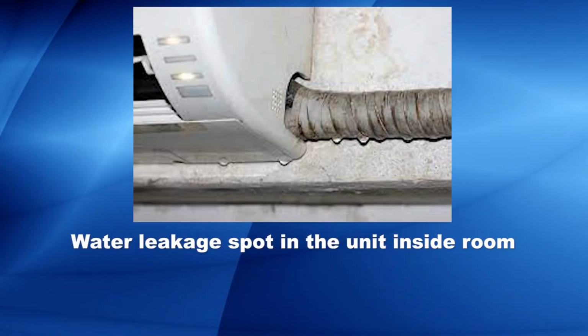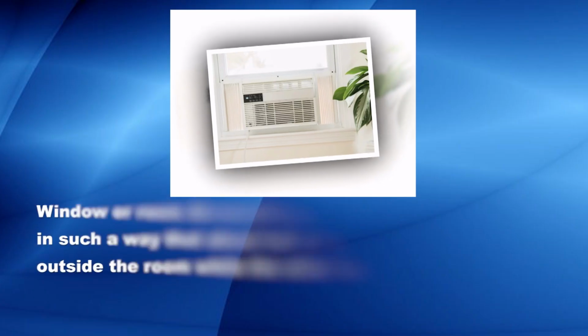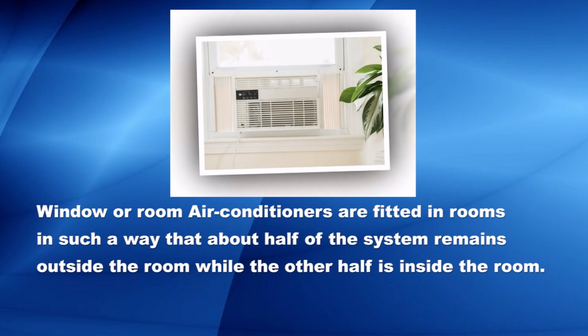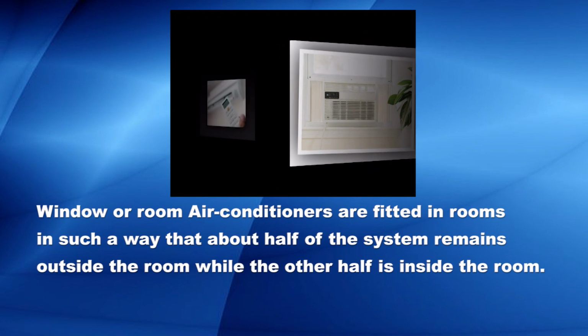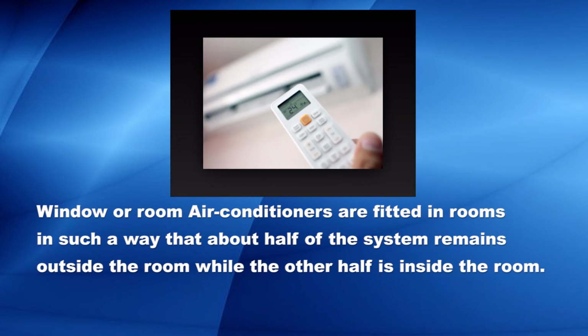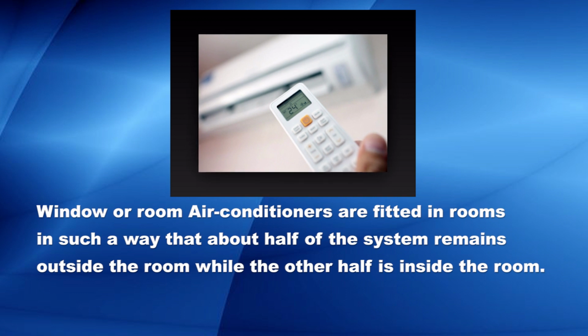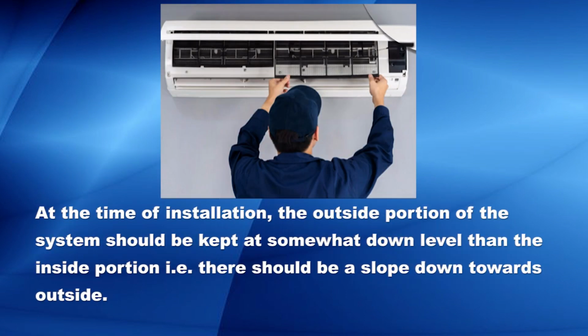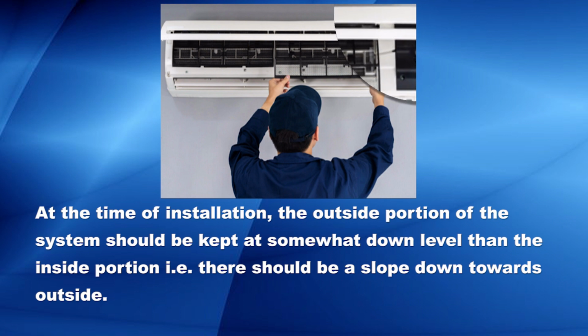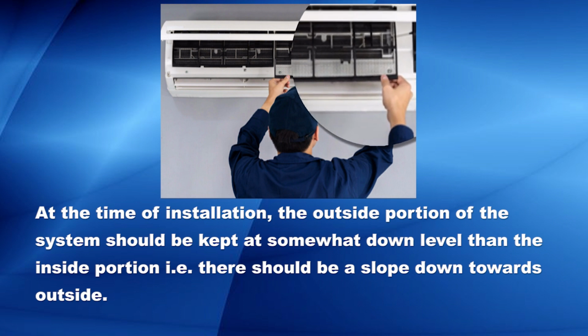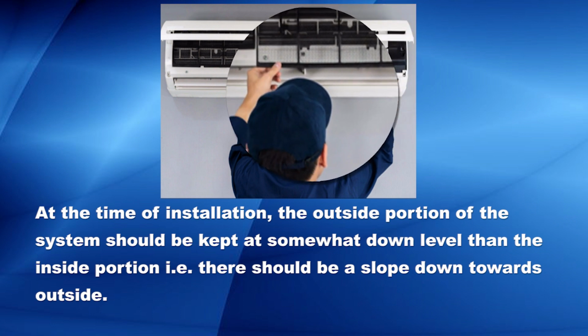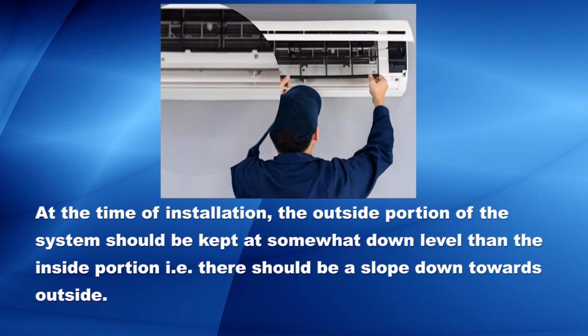Number 3 defect may be a water leakage spot in the unit inside the room. Window or room air conditioners are fitted in a room in such a way that about half of the system remains outside the room while the other half is inside the room. At the time of installation, the outside portion of the system should be kept at a somewhat lower level than the inside portion. That is, there should be a slope down towards the outside. So, when there are water droplets found inside the room, you have to check the slope and rectify the improper sloping.